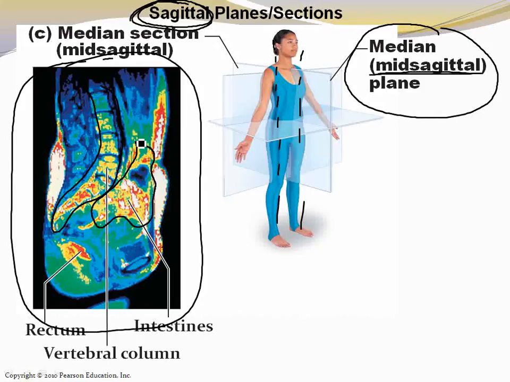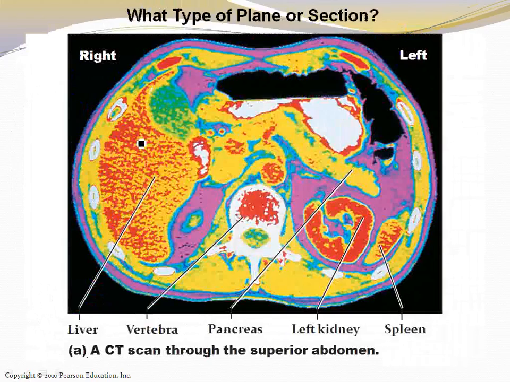Okay, and again, think about a sagittal section. You're looking at something from a side view. Okay, so let's look at a few more examples of medical images and try to figure out what type of plane or section we're looking at. So what do you think this one is?